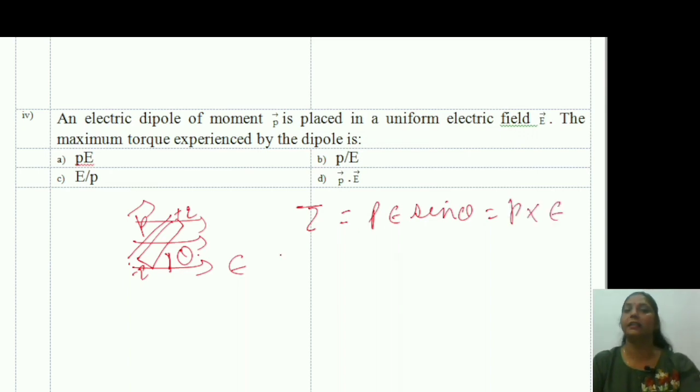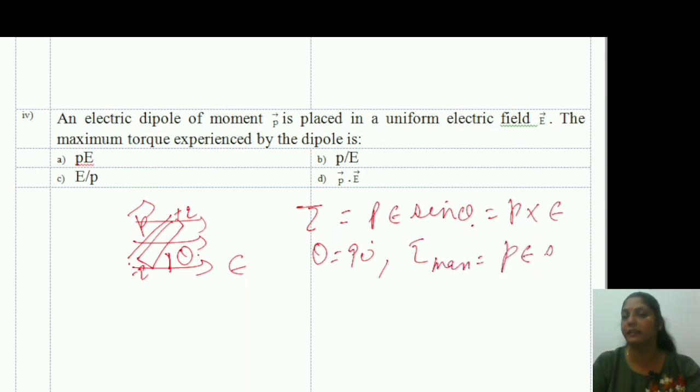Right now, here theta is what? Maximum torque means when theta is how much? If theta is 0, sine 0 is 0, torque becomes minimum. At 180 also, torque becomes negative minimum. Right now, torque is maximum when theta is what? 90 degrees. Then this tau maximum becomes how much?